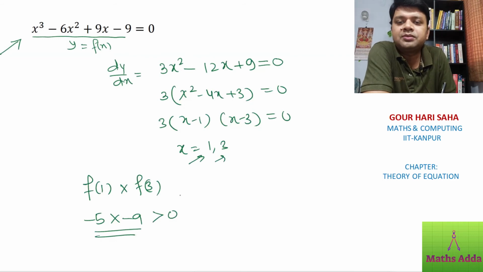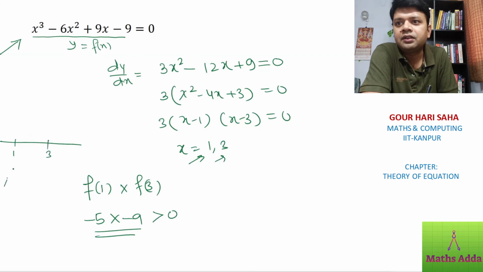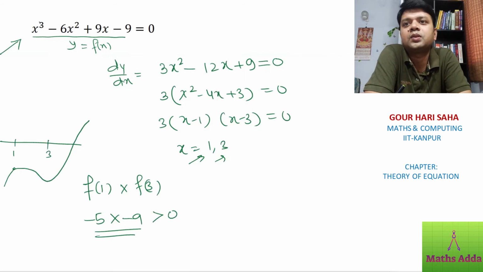If both are on the same side, what will happen? It will be like this situation. Both are negative, so at 1 and 3 it is both negative, so it is kind of minus 5, then minus 9, like this one. See, this is the graph of this one, and I can see it has only one real root. So I can say x cube minus 6x square plus 9x minus 9 equal to 0 will have only one real root.